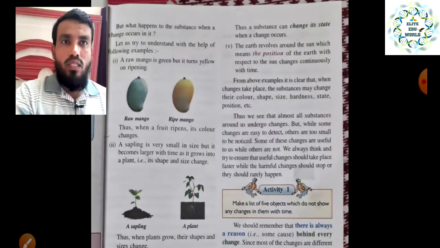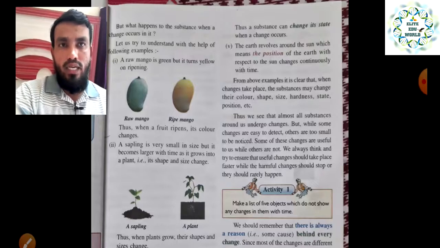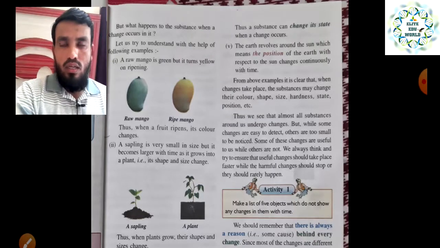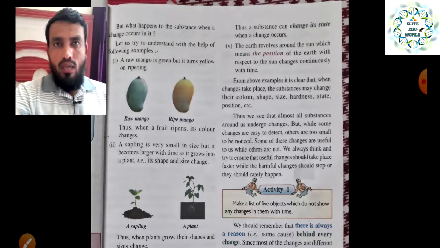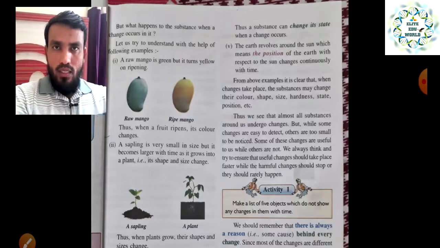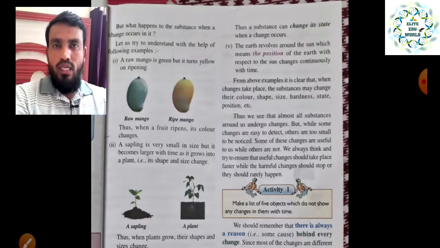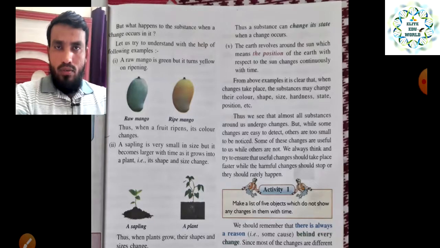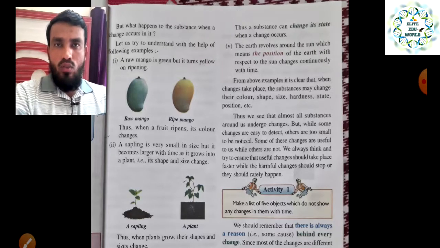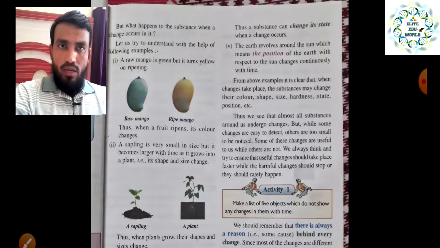Does a substance change its state when a change occurs, right? If you take the example of water and ice, it totally changes its state when the change happens, because ice is different and water is different. So when we make the change, it totally changes its state. It goes from solid and comes into the liquid form.